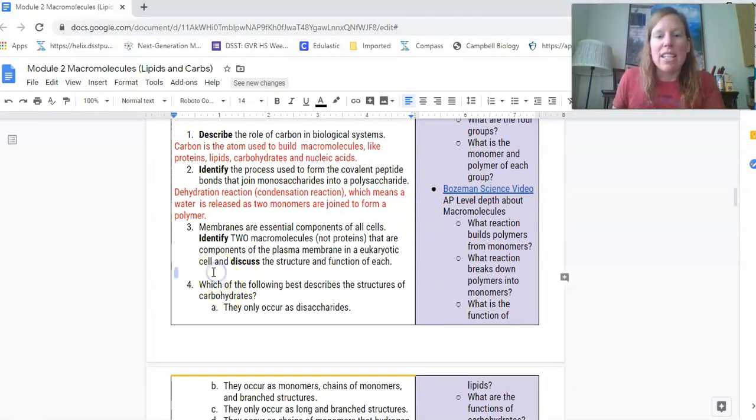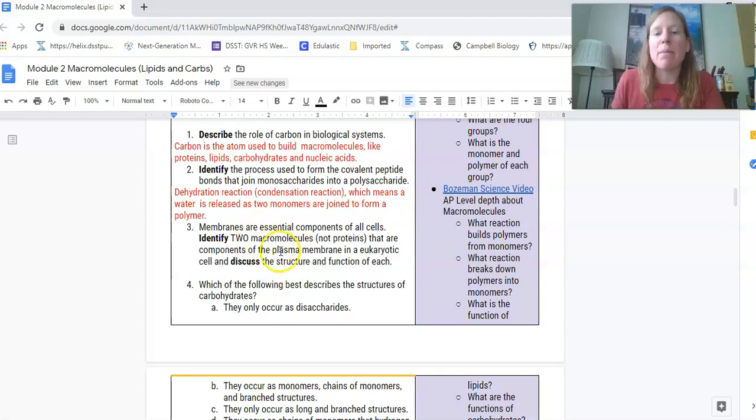The next question says, membranes are essential components of all cells. Identify two macromolecules, not proteins, because we're not talking about those today, that are components of the plasma membrane in a eukaryotic cell, and discuss the structure and function of each. So at this time you can pause the video and then you can answer the question. If you need a hint, you can stay on.